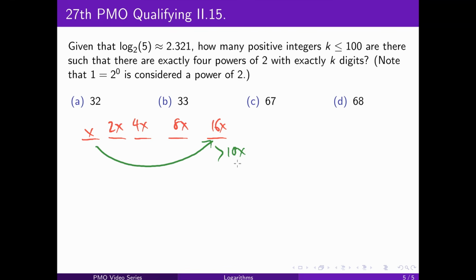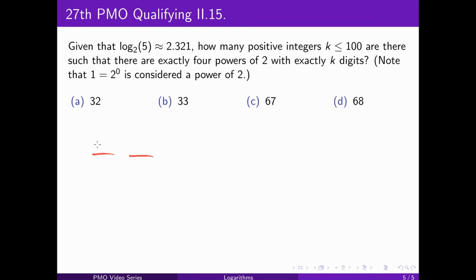So it's not possible for you to have 5 powers of 2 with the same number of digits. How about if you only have 2 powers of 2 in a row? Then 4x would already be on the next row. It has an additional number of digits.